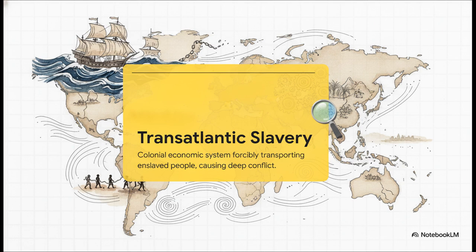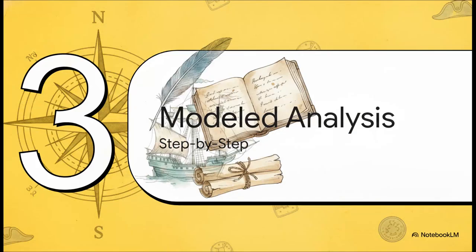When we look for evidence of deep conflict in our historical sources today, this system is one of the most glaring, tragic examples of how the pursuit of opportunity for some directly caused the oppression of others. Now for Section 3, Modeled Analysis. Let's see how this works step by step.